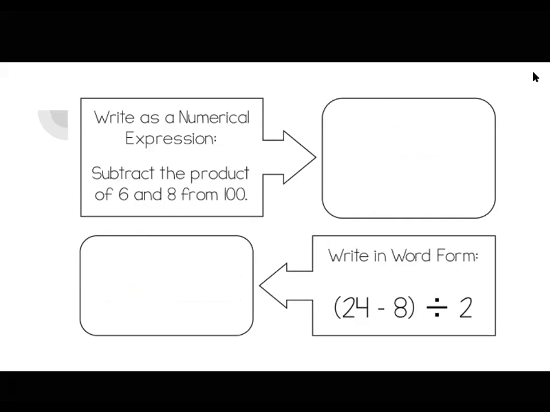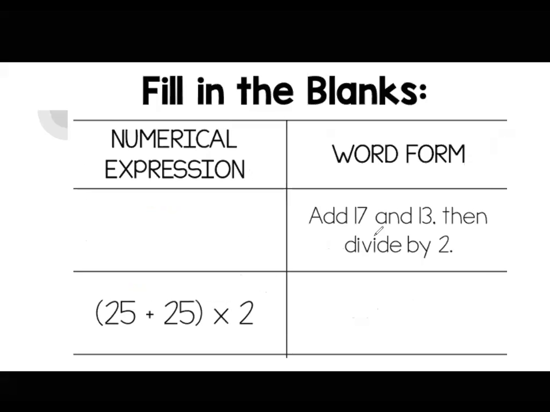All right, so let's continue filling in our blank. So we have the word form, we need to write the numerical expression. So I see add 17 and 13, then divide by 2. So then is telling me they want division to happen second. So I'm going to put 17 plus 13 in my parentheses to make sure that that happens first before we divide by 2.